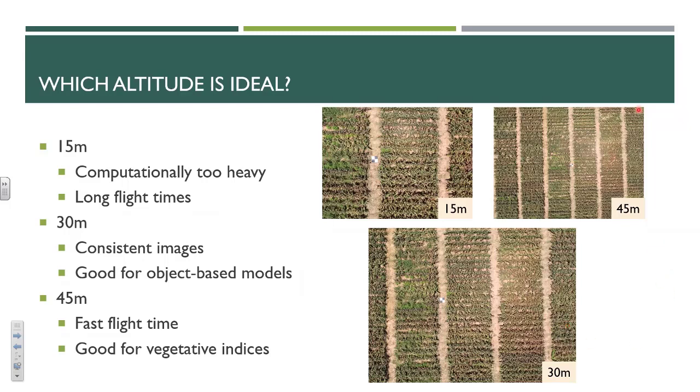And then 45 meters, this one we also really liked, and that's because there was a very fast flight time, which everybody likes, because then it's less time out there having to fly the drone, and then also fewer batteries you use in one field. So you can go to more fields that same day. And it also gave good consistent vegetative indices, as we saw from the combined analysis. So in the future, we'll be using the 45 meter if we just need vegetative indices, and then anything else will be at 30 meter.